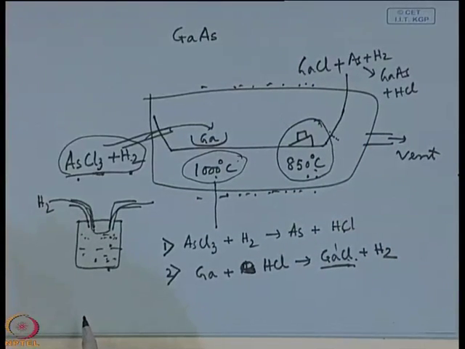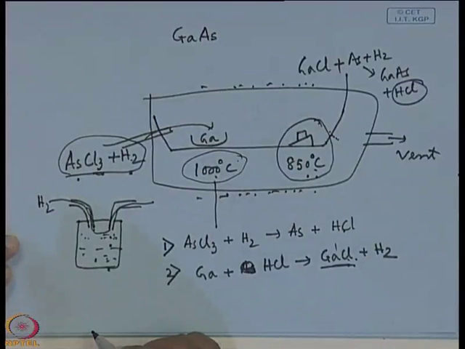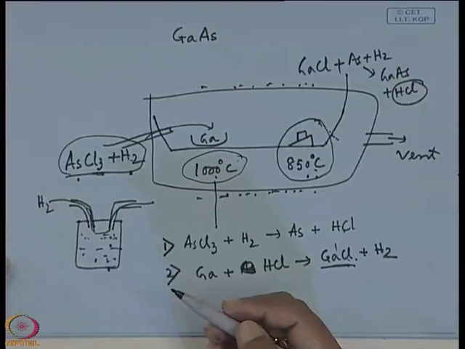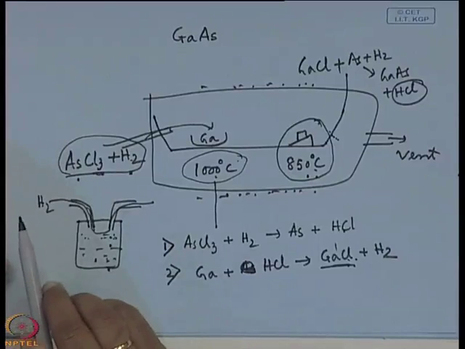So, what is the byproduct? Yes, HCl and H2, these are the byproduct. And also the unreacted AsCl3, because there is no guarantee that it will be completely decomposed. So, that is the byproduct.